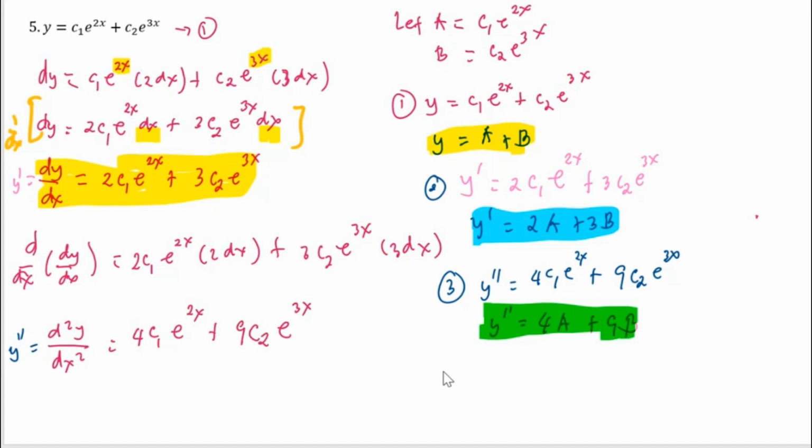So from there, class, we are going to use now a substitution method. From y is equal to a plus b, we can define that one now. From equation number 1, class, we have y is equal to a plus b. Now, if I'm going to define a, therefore we have a is equal to y minus b.